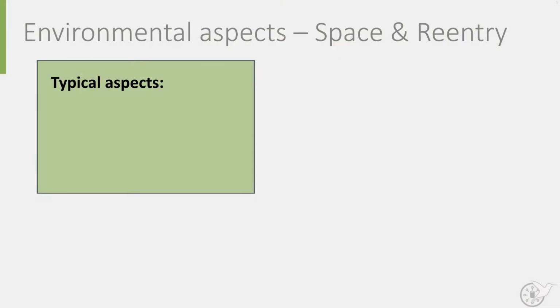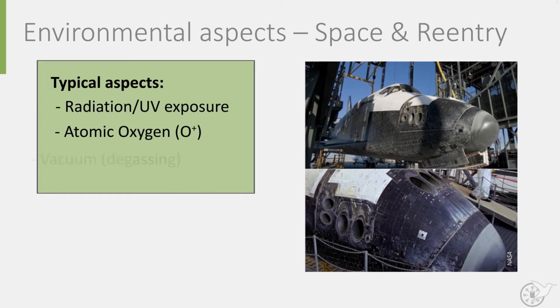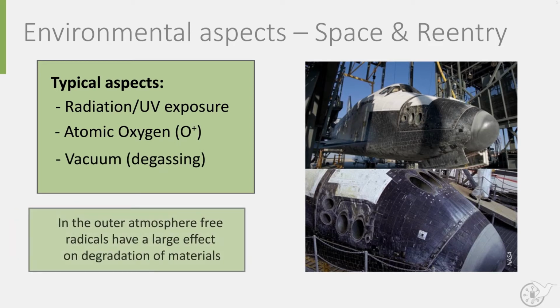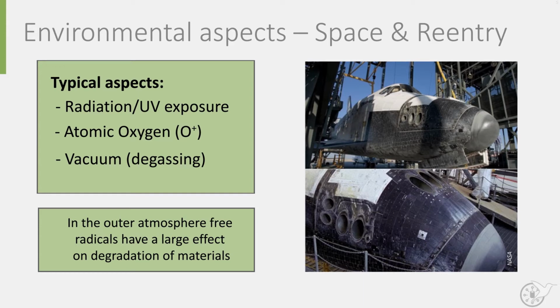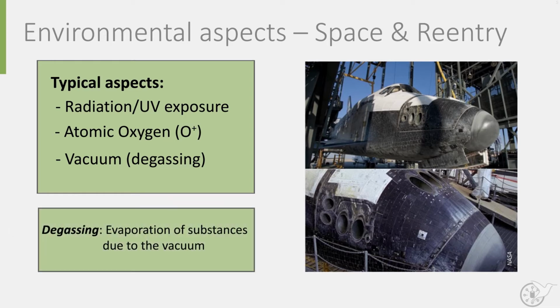Other environmental factors to consider, especially in space, are radiation and ultraviolet or UV light exposure, atomic oxygen and vacuum. In the outer atmosphere, free radicals, and especially atomic oxygen, have a large effect on the degradation of materials. Some materials, such as aluminum, erode slowly, others, such as platinum and gold, are highly resistant. Polymers, however, do not do well in this environment and require the application of, for instance, silicon-based coatings to shield them.